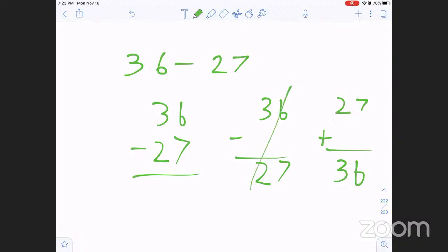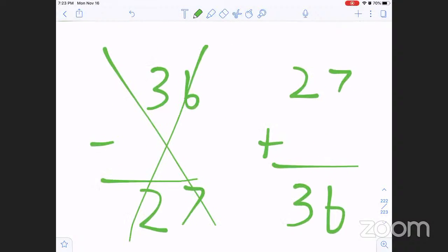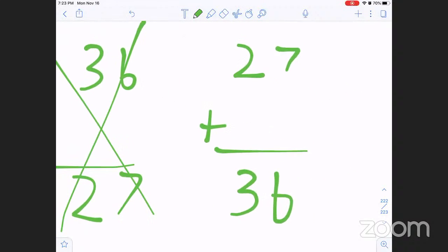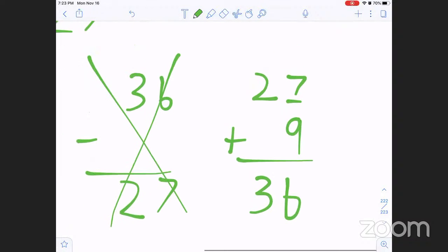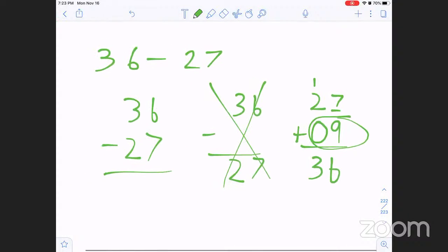So let's get rid of this problem, and let's look at this one. How do I get from 27 to 36? Well, I know 7's already bigger than 6, so I need to get up to the next 10, which would be 16. So 7 plus what would be 16? 7 plus 9. And since it's 16, that would give me a rocket over here, and 1 plus 2 would be 3, so I wouldn't need anything over here. So that would give me 9 as my answer.